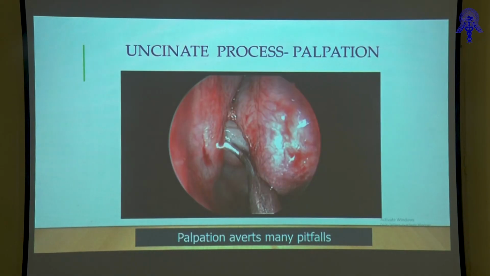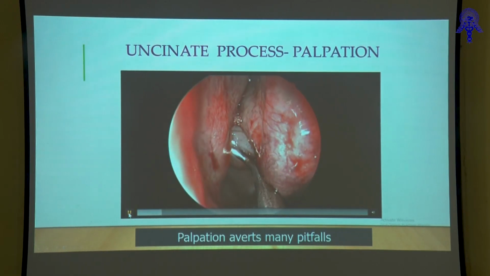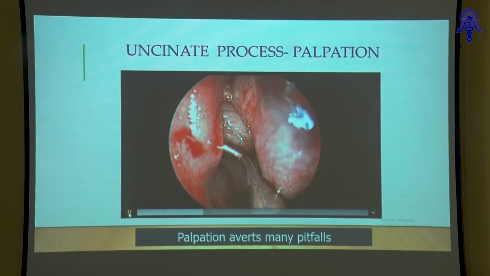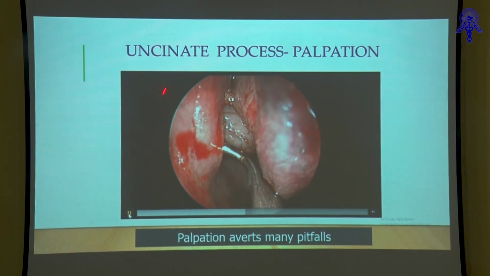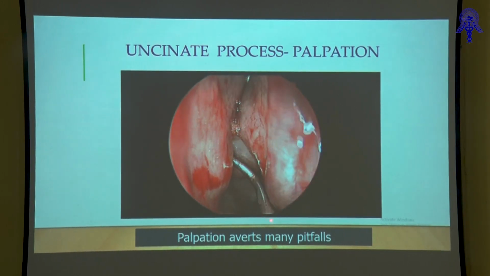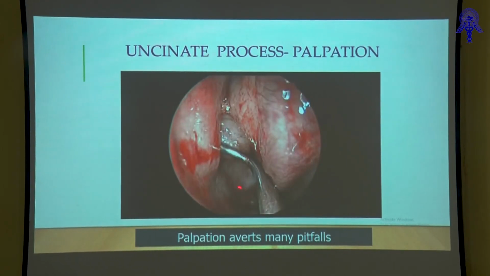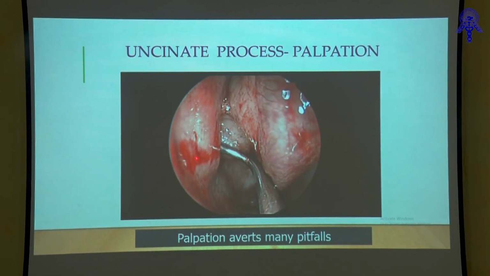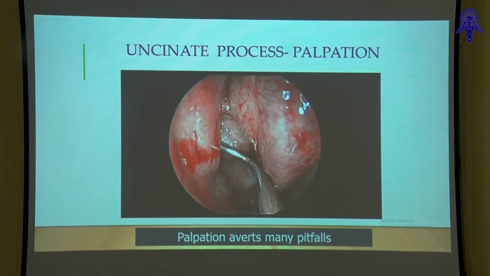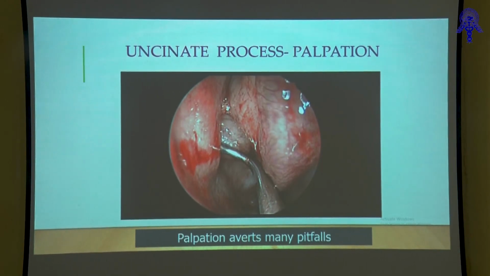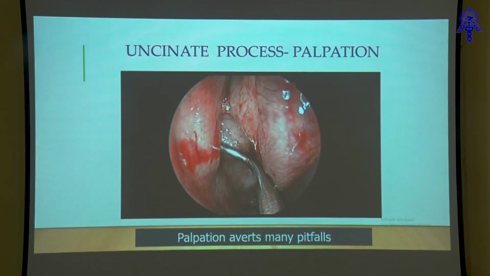The technique: the first step for doing an uncinectomy is to gauge the depth of the infundibulum. This is the uncinate process that we are palpating here, the vertical segment, and you will also see the horizontal segment below here. So the uncinate process is like this. This is the bulla, and the ball probe is going into the infundibulum through the hiatus semilunaris inferioris. Now, by doing an uncinectomy from here, we are going to open the infundibulum. That's the first step.